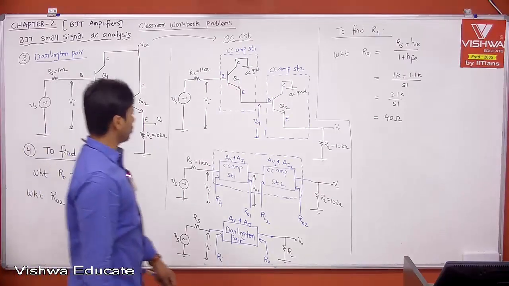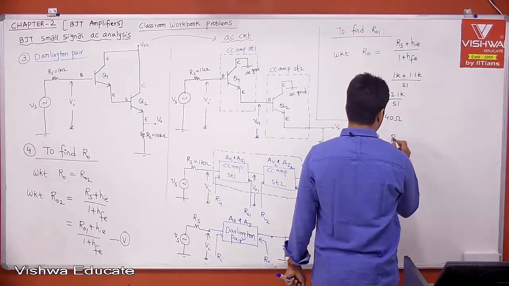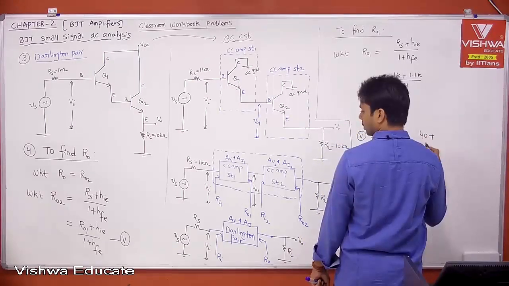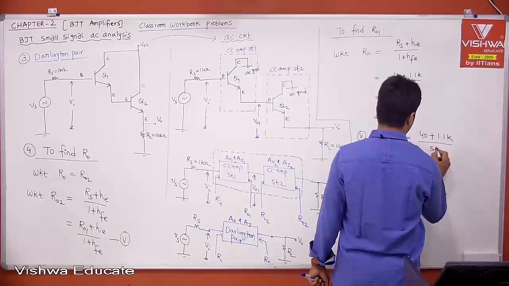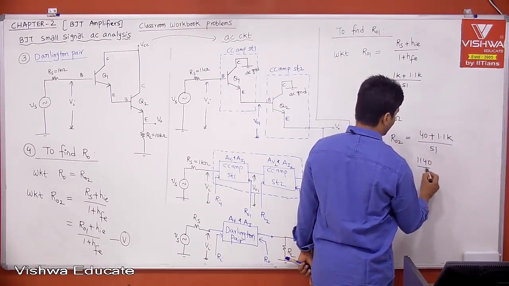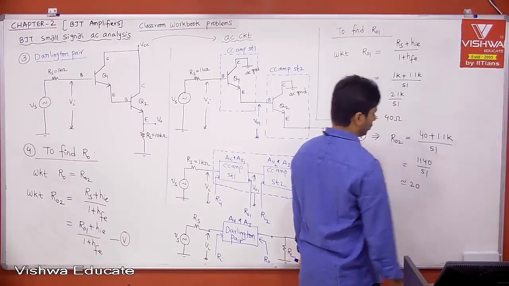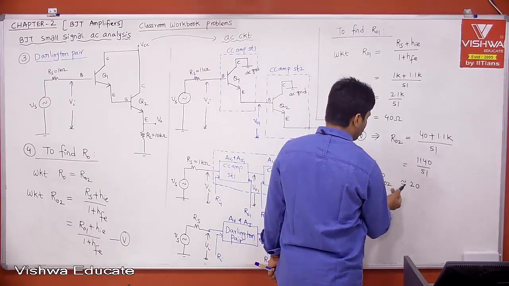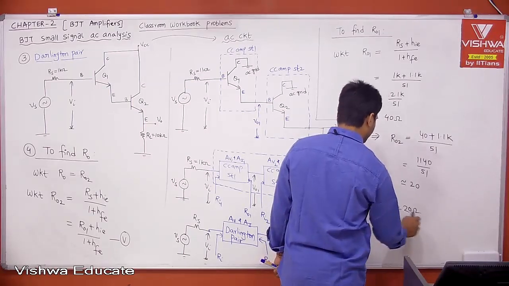Now, to find R02. Therefore, what is R02? R02 is equal to R01. What is R01? 40 ohm plus HIE 1.1 kilo ohm, divided by 1 plus HFE, which is 51. Basically, this is 1140 divided by 51. I can say approximately you'll get less than 20, or 20 point something, or 20. Therefore, what is your R02 or your output impedance? This is R0. Therefore, your output impedance R0 is nothing but close to 20 ohm.